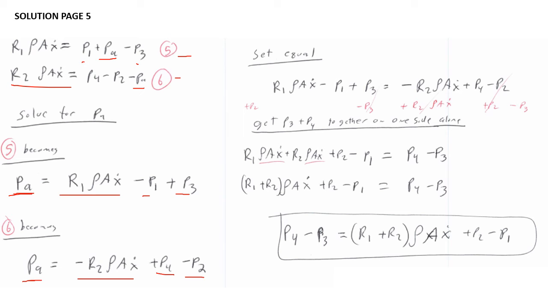So now I can set equations down here, this rearranged version of equation 5 and equation 6, solved for PA, set those now equal to each other because they're both equal to PA. So what I end up with is R1 rho AX dot minus P1 plus P3 is equal to negative R2 rho AX dot plus P4 minus P2. So I could add a P2 to both sides.